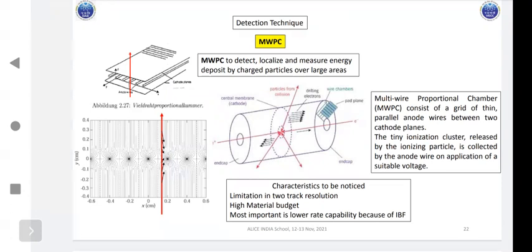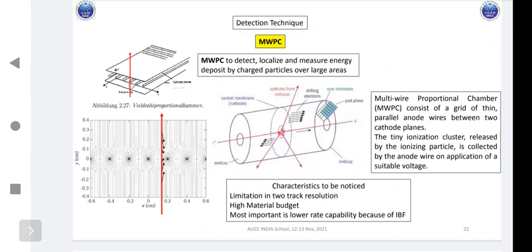The characteristics to be noted in the case of MWPC are limitations in two-track resolution, high material budget, and most important, the lower rate capability because of ion backflow. What is ion backflow? When a charged particle enters, it will produce electrons and ions. These ions will move towards the cathode, and their mobility is less. They will be there for long, and it will decrease the electric field, and also the density of the gas will be disturbed, and so on. Because of this, the detector dead time, the detector busy time, will increase. That's why rate capability is an issue for MWPC.